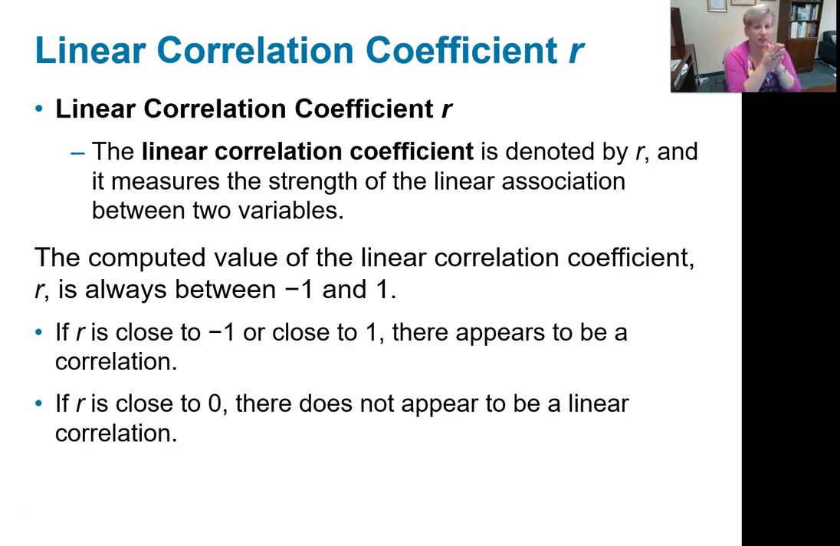So if that number is close to +1 or -1, then you have a strong correlation. +1 means there's a very strong positive linear correlation, so you're going to have a positive slope. If it's -1, there's a very strong negative slope, so linear correlation between the data. But if that R is close to 0, it means that there's nothing. We don't have any correlation.